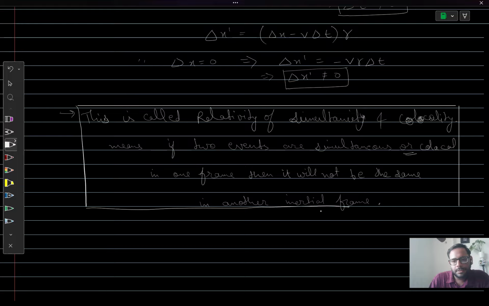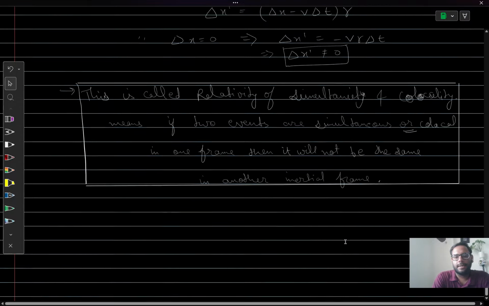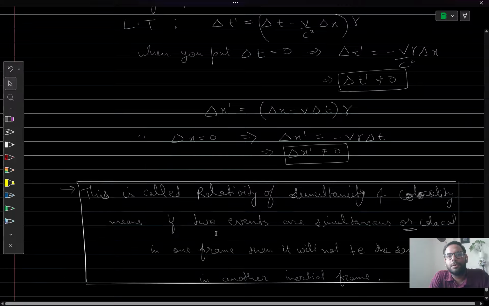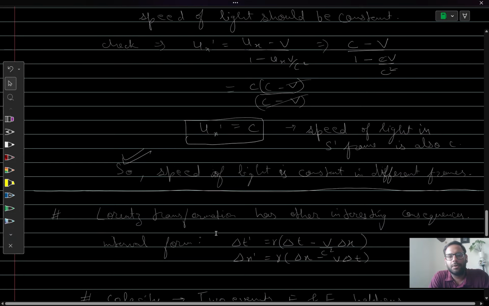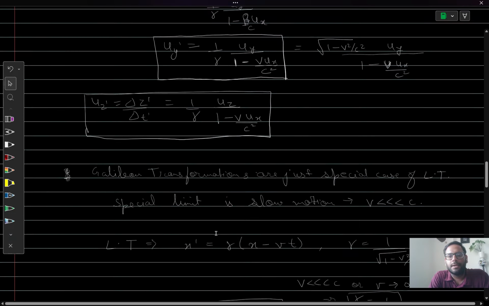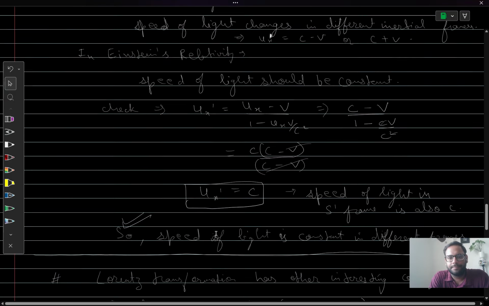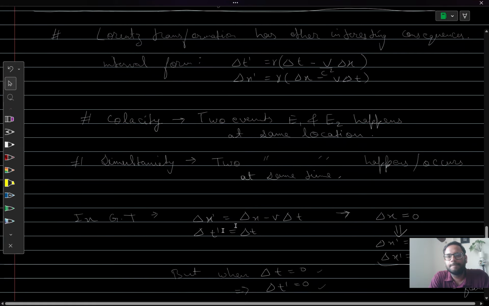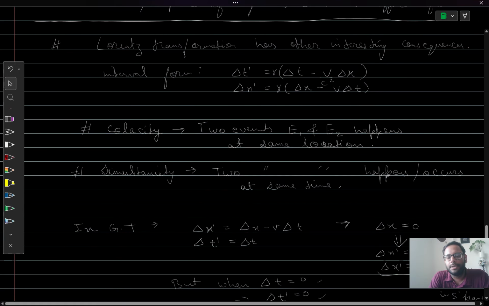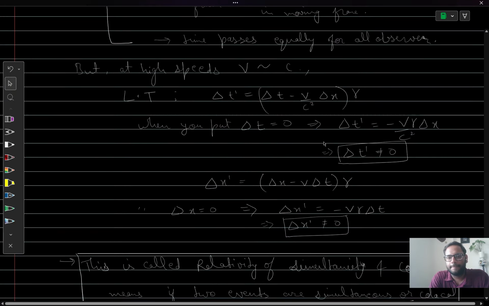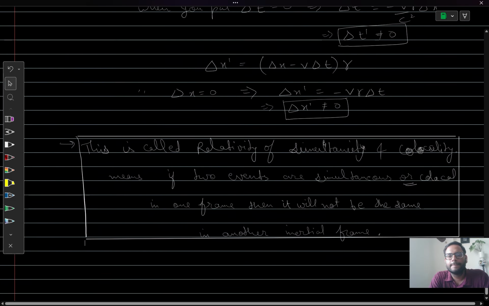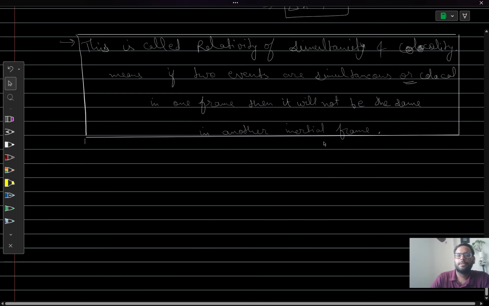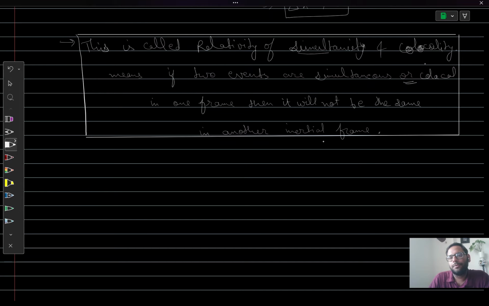And people usually say that this is the main reason that time gets dilated and length gets contracted. But I see it from the Lorentz transformations itself, from the coordinate transformations, like from this interval transformation. So this is the relativity of simultaneity and co-locality.